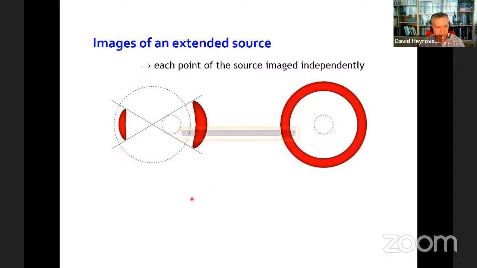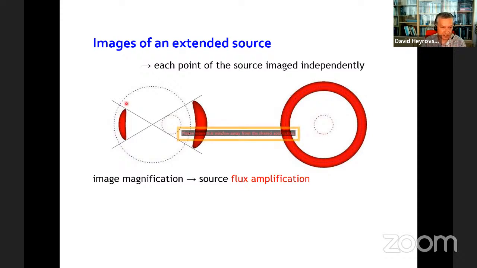Now, the reason I'm showing this is the following. What you can see already from here is that the total area of the images is larger than the original area of the source, which means you will be getting more photons when the source is lensed, which means the flux from the source star will be amplified by the lens.